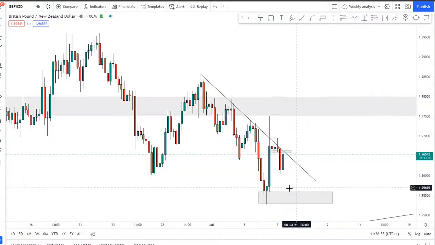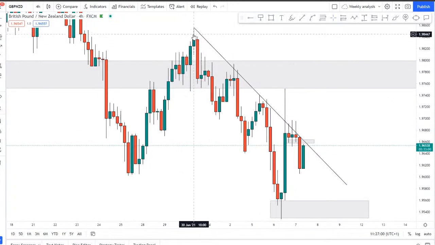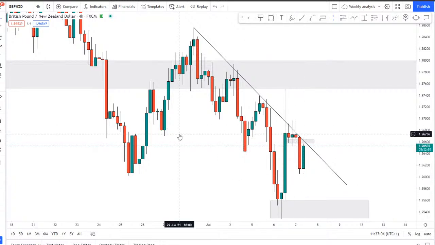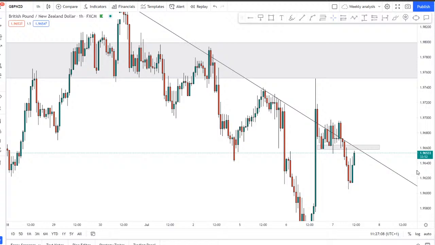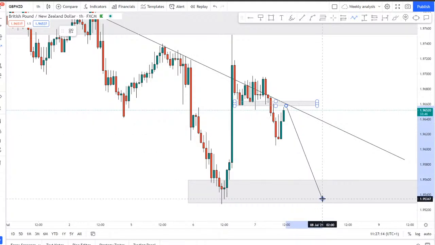GBPNZD, like I said, for this one we can see some room to the downside. We do have this trend line here, so 1, 2, 3. Nice false break, 4, retest of that, and then we saw some nice bearish conviction there. So momentum was definitely bearish here. I think we definitely need to stay below this trend line, and if we do that, we can be seeing another move back into this support.